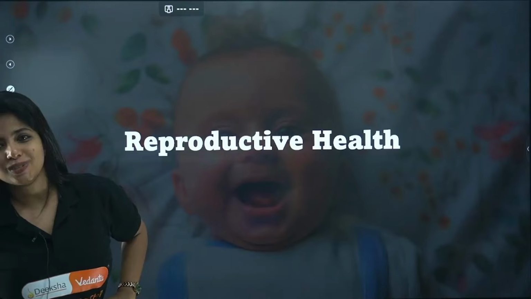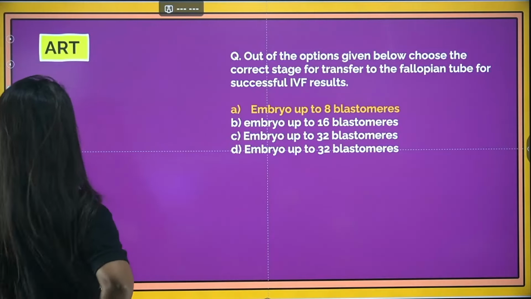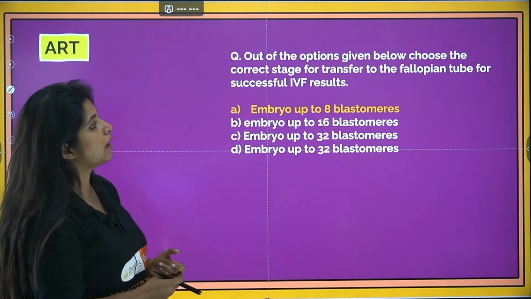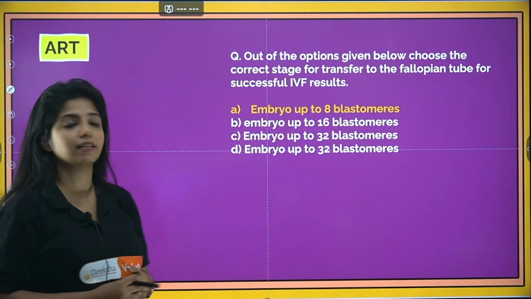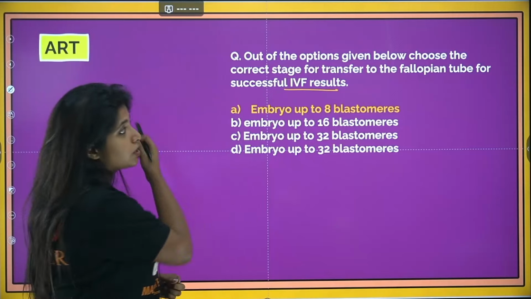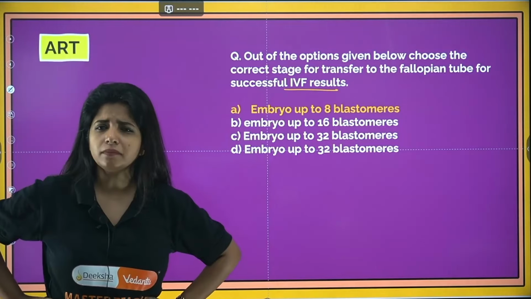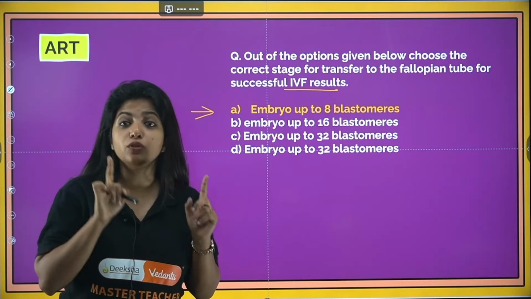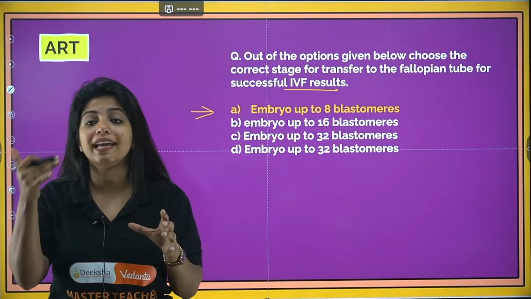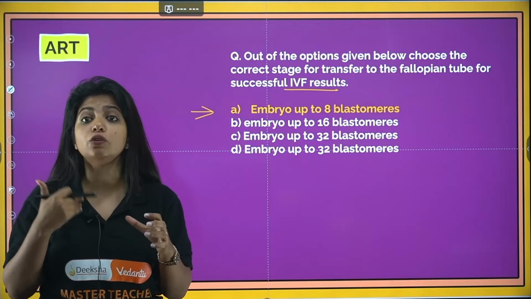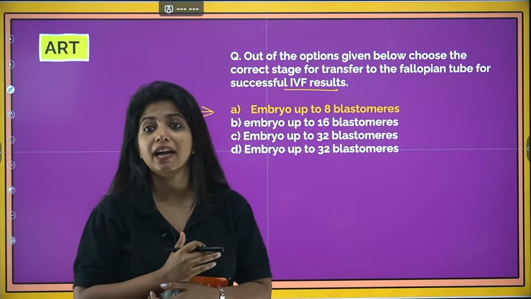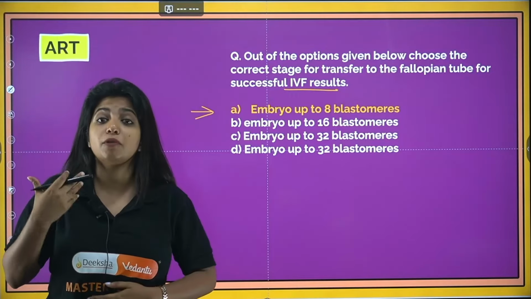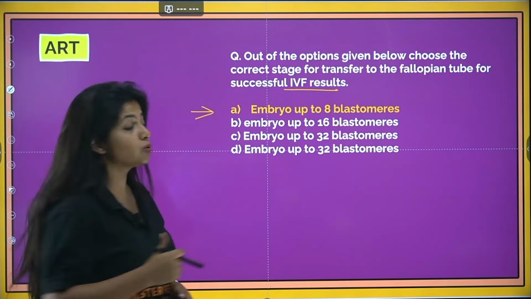Now comes the next chapter, that is reproductive health, and what are the questions that you can expect. So out of the options given below, choose the correct stage for transfer to the fallopian tube for successful IVF results. Okay, successful IVF results. So over here, my dear children, when you want to transfer into the fallopian tube, you do not put an embryo which is more than 8 blastomeres. If you put, it would lead to ectopic pregnancy. That means the baby will be formed in the fallopian tube itself. It will be a problem for the mother as well as the baby. Okay, so this is known as ectopic pregnancy.